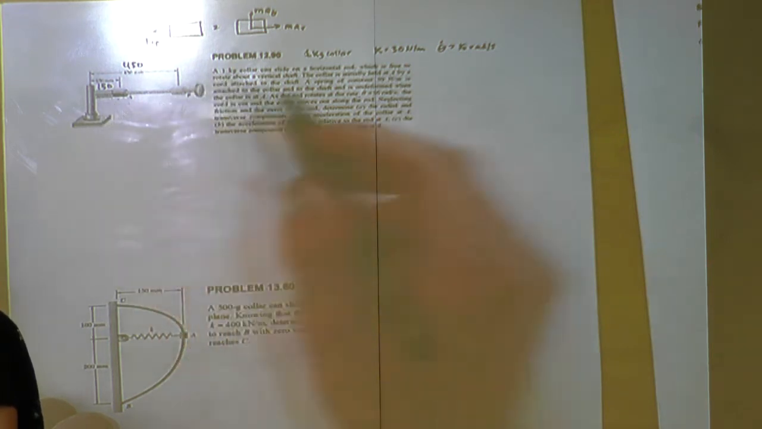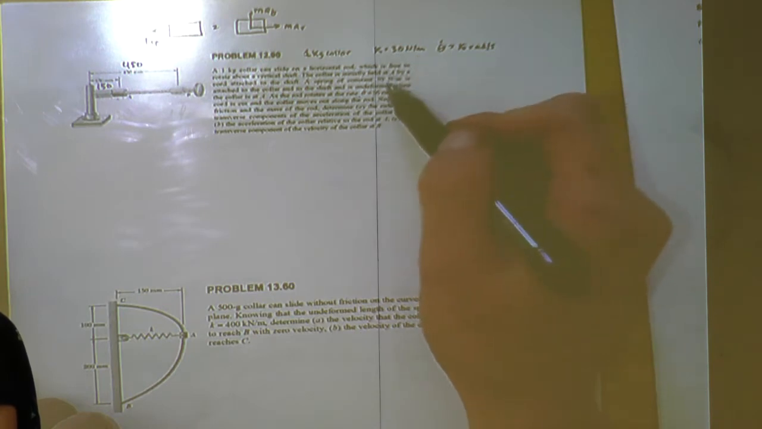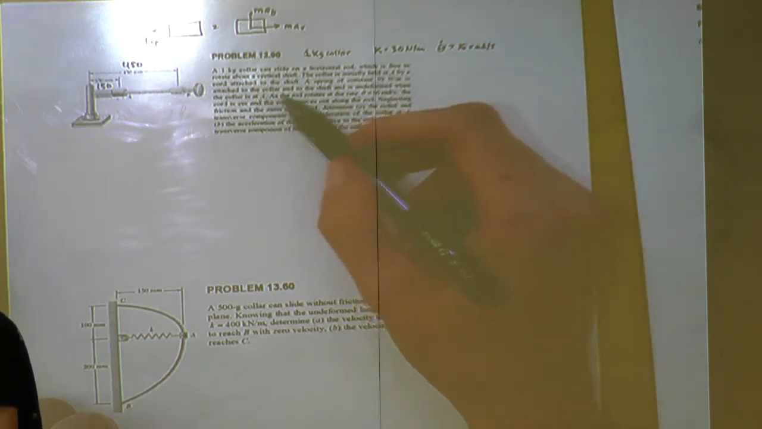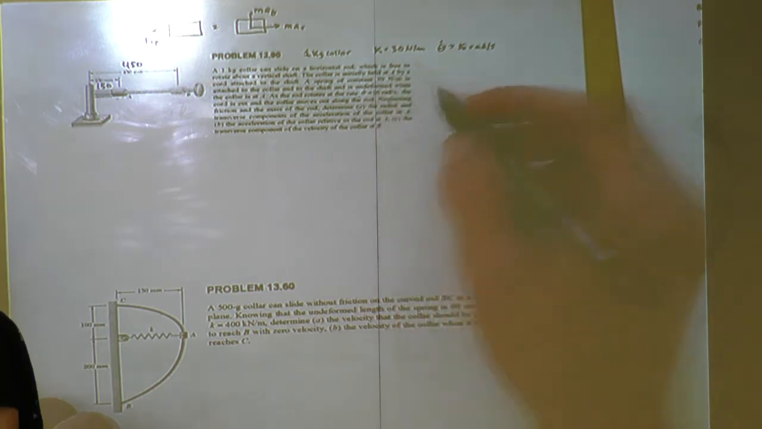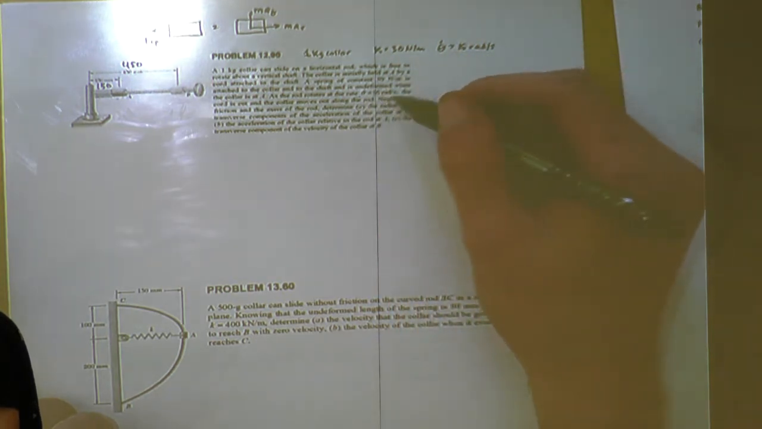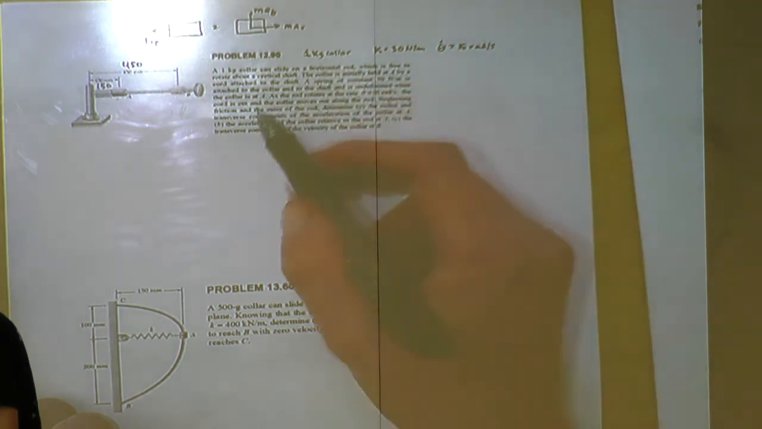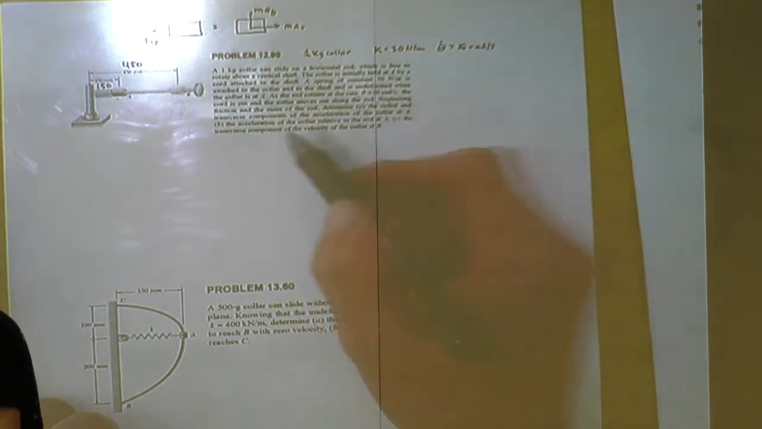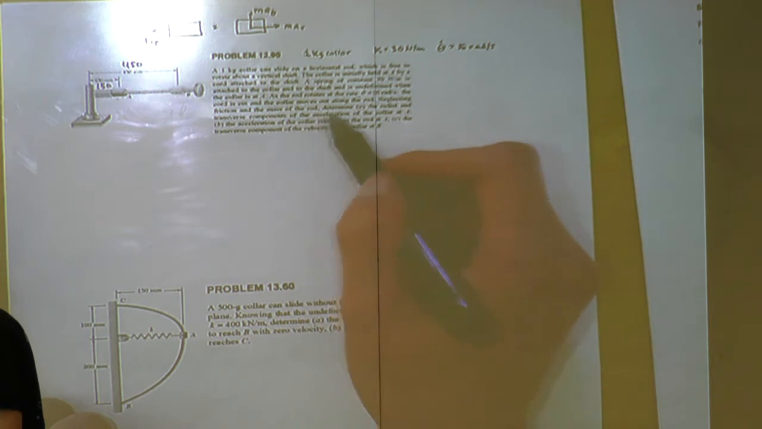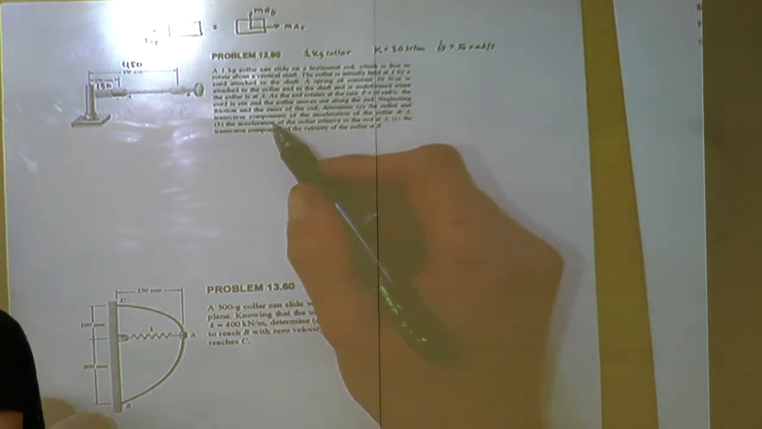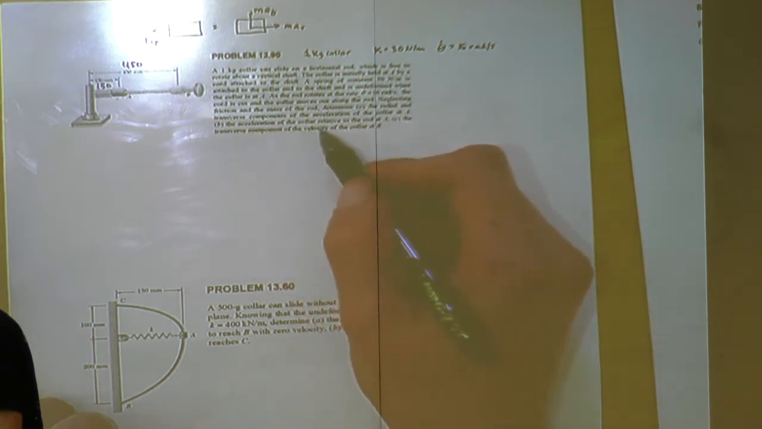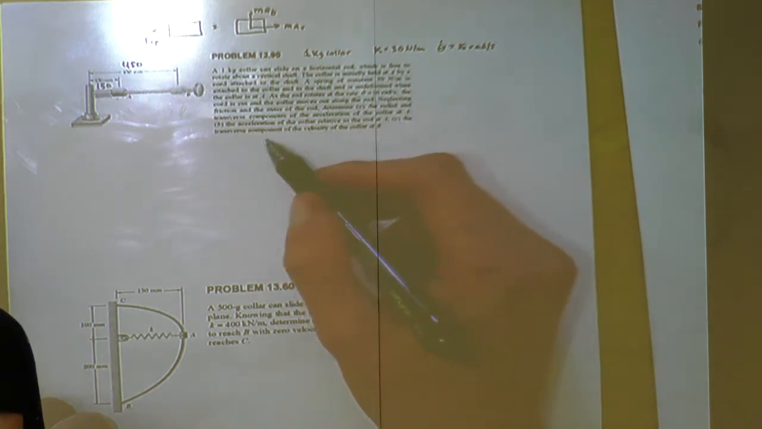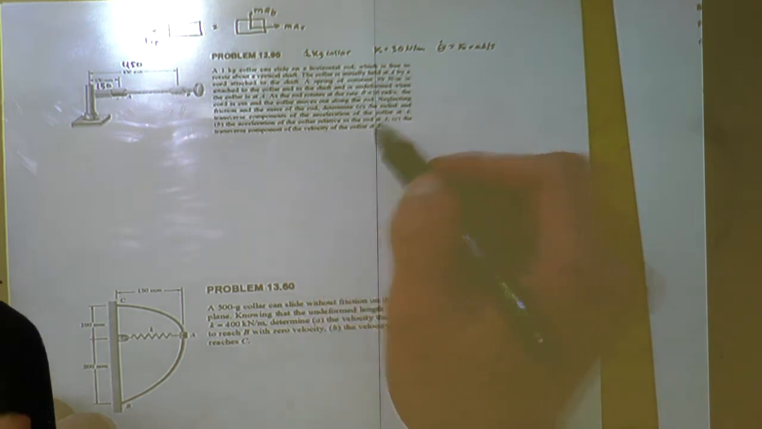A spring, with spring constant k equal to 30 newtons per meter, is attached to the collar and to the shaft and is undeformed when the collar is at A. As the rod rotates at the rate of theta dot equals 16 radians per second, the cord is cut and the collar moves out along the rod. Neglecting friction and the mass of the rod, determine A, the radial and transverse components of the acceleration of the collar at A, B, the acceleration of the collar relative to the rod at A, and C, the transverse component of the velocity of the collar at B.